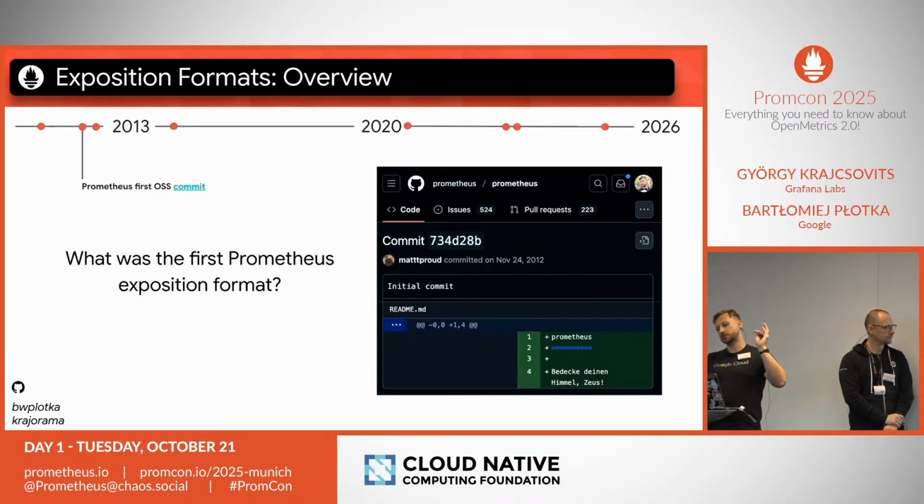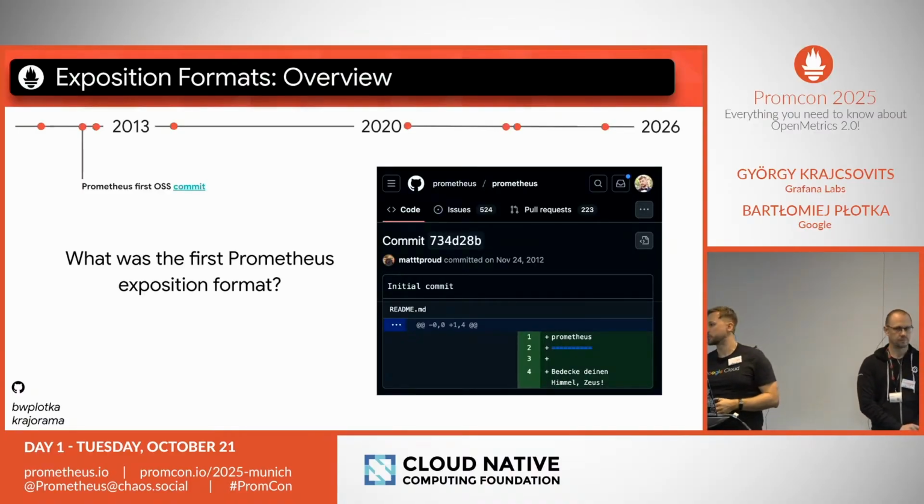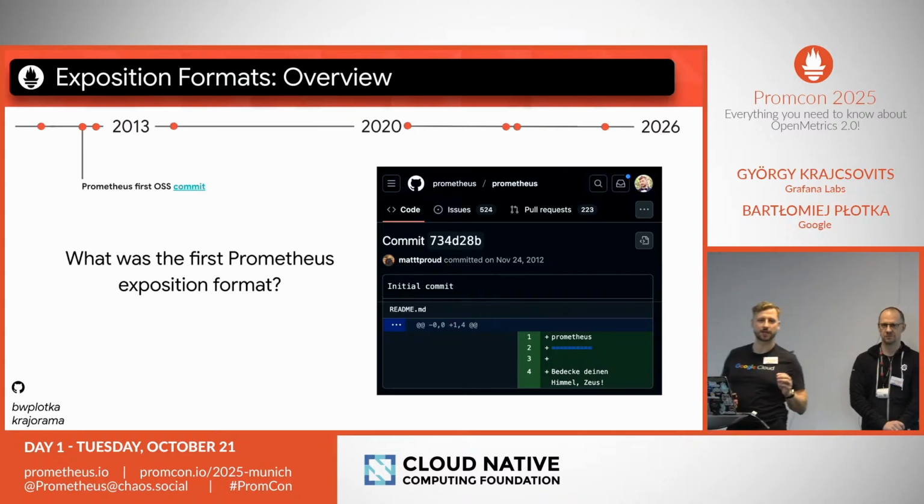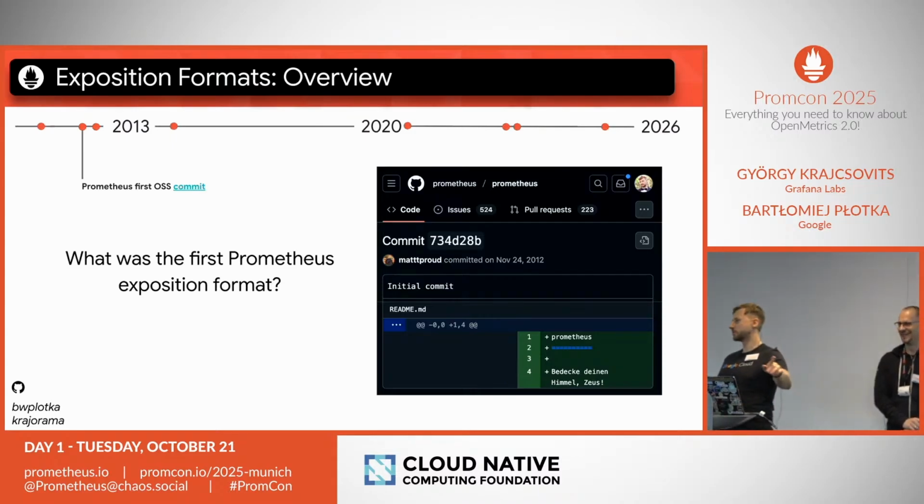So it all starts with the Prometheus project being open source in 2012. And so the first question to you, to the audience: what do you think was the first exposition format? What are your guesses? Tell me. No, Julius, not Julius. Anybody else?